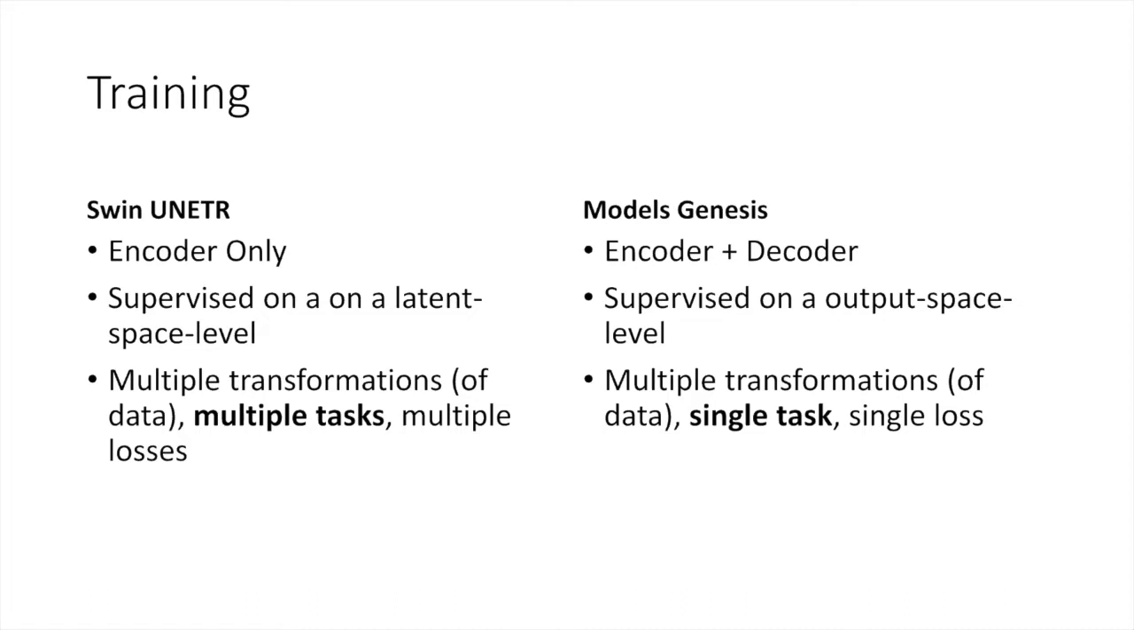The most significant difference between Swin UNETR and Models Genesis is that despite both models applying multiple transformations to the images before using them for training, Models Genesis uses only one task, whereas Swin UNETR uses multiple tasks for different transformations. What are the transformations and the tasks, you might ask? I will explain this in detail in the following slides, but to give you an intuition, I will use a very simple daily example. Suppose I have an exam to take tomorrow.